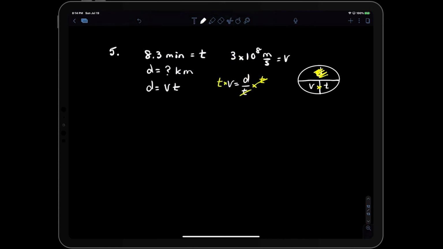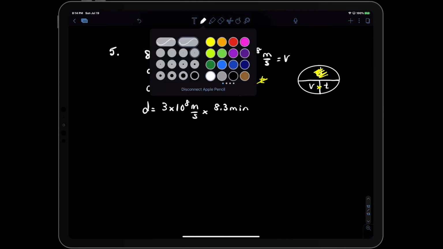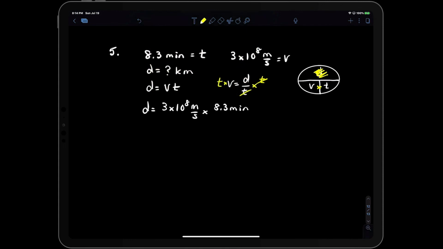All right, let's plug the numbers in. We have distance, we have the velocity, 3 times 10 to the 8th meter per second, times our time of 8.3 minutes. We have 2 small issues here. Our units of time don't match up. Minutes and seconds, we can't multiply those together. We have to have a conversion factor to do that. So I'll put this down at the bottom. 1 minute equals 60 seconds. And then you have to change kilometers and meters around.